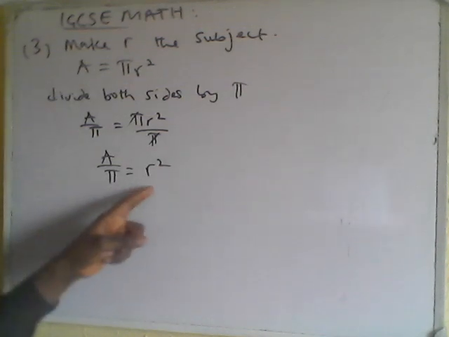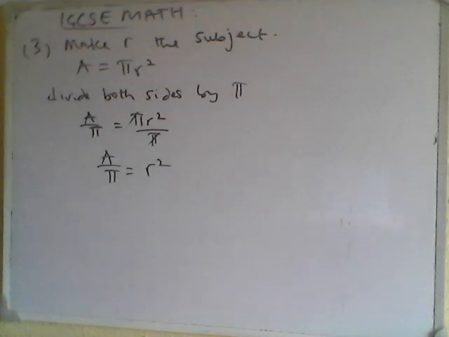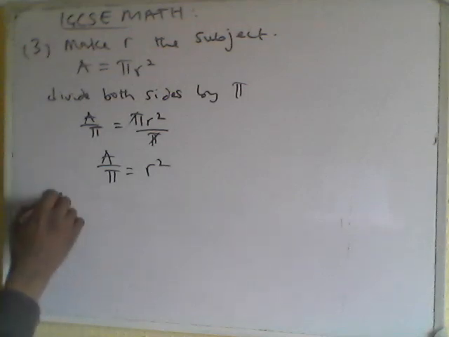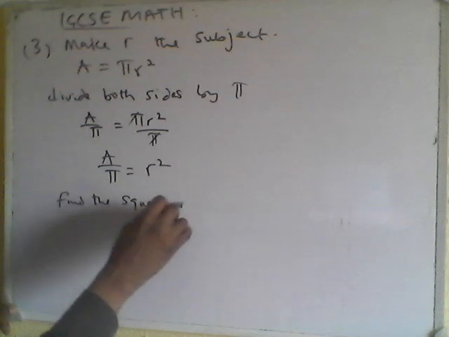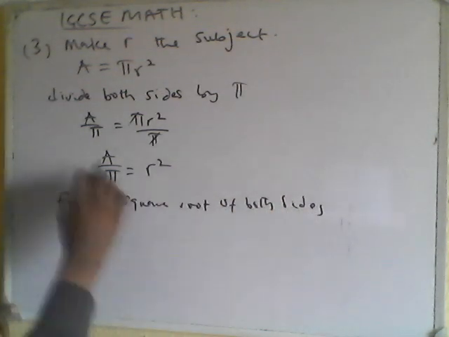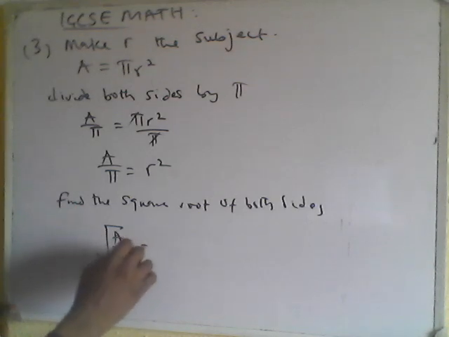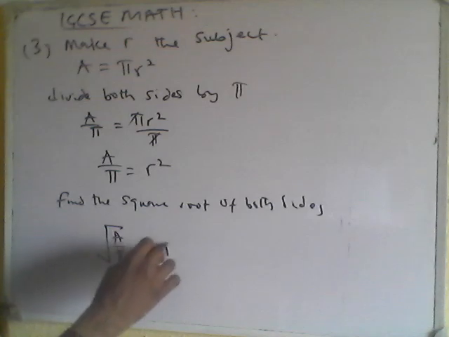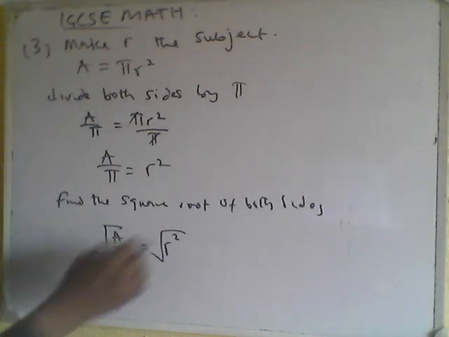Again, r is still attached to the power of 2. So how do I remove that power of 2? I'll now say find the square root of both sides. Find the square root of both sides. So for this side, I put the square root sign here. Square root of a over pi is equal to the square root of r squared; this will cancel out eventually. So this square root will cancel this.